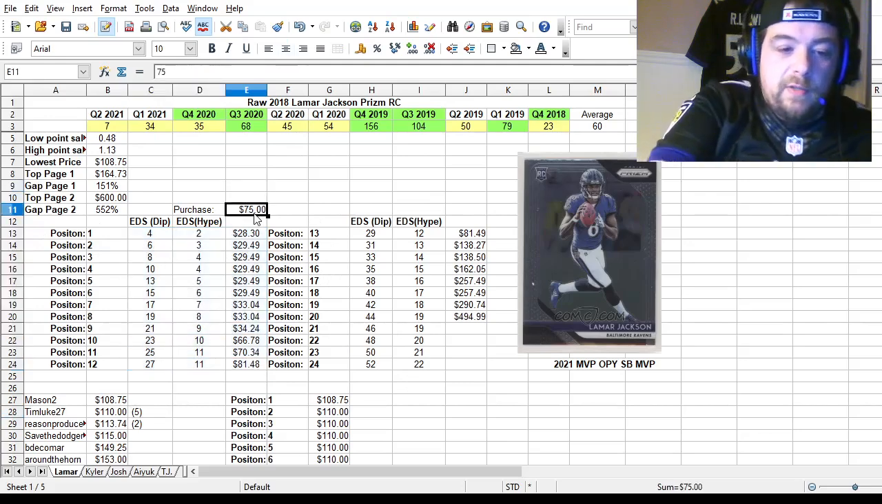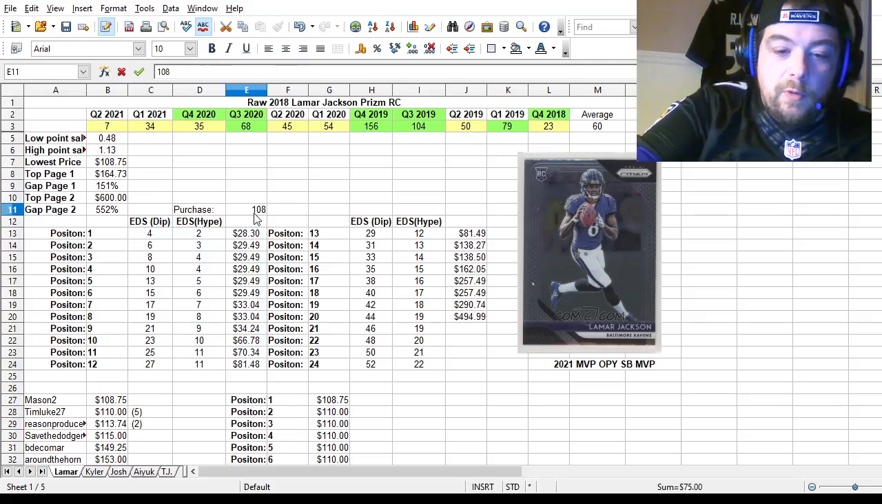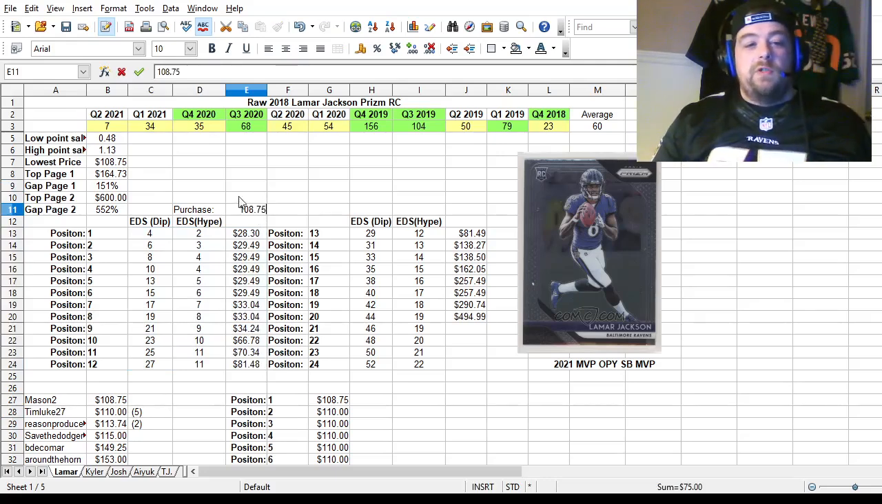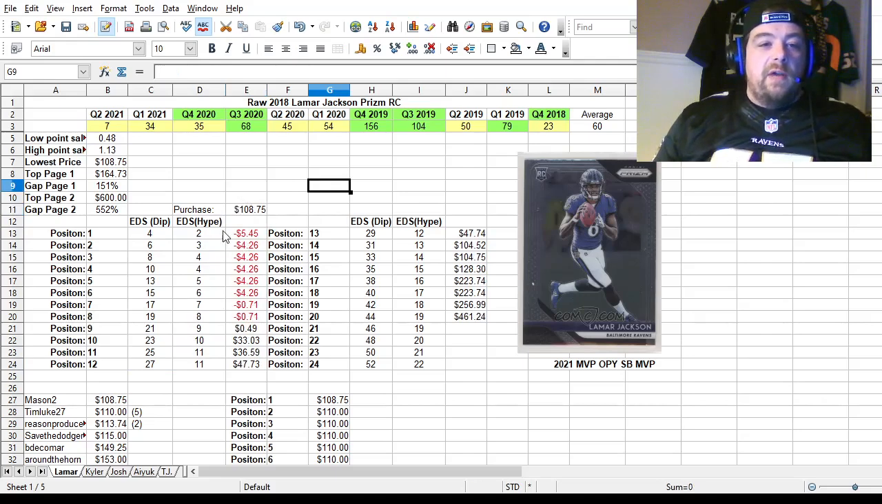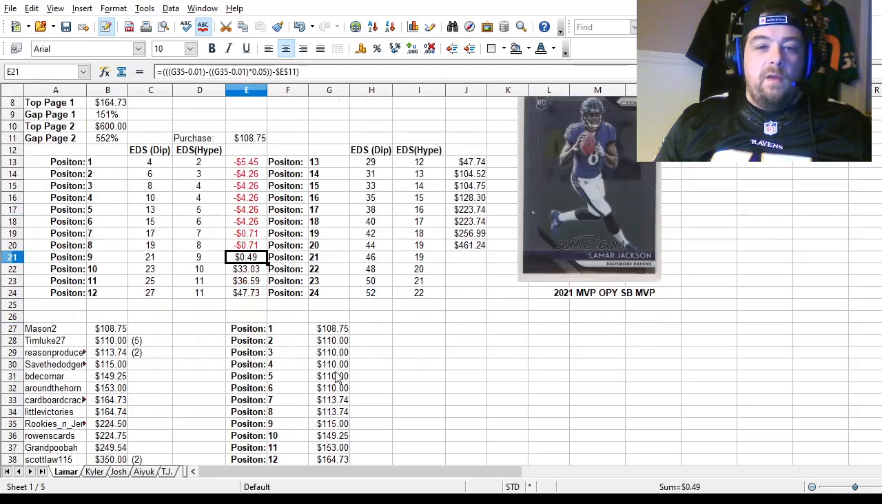Okay, so I had this switched earlier. So we're going to put, say, the bottom sale on here, which is 108.75. Now this tells me if I buy it at 108.75, the first spot that I'm going to be able to make a profit is if I sell it at position 9. So 114.99 puts me in position 9.